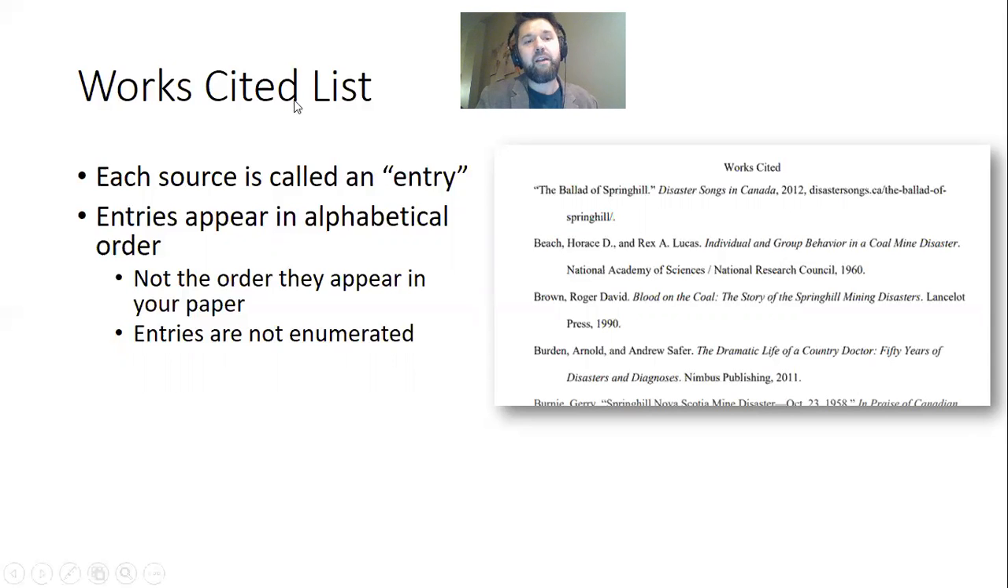So in the works cited list, there are multiple entries. Each one of these is called an entry. Entries appear in alphabetical order. So when you put those into your works cited, let's say you have like 5 sources in a paper, you would not put them in the order they appear in your paper. So let's say, for example, you talk about a source in your first paragraph and then a different source in your second paragraph. You don't necessarily take that source in the first paragraph and make that the first thing in your works cited, and then the second source in the second paragraph, make that your second thing.